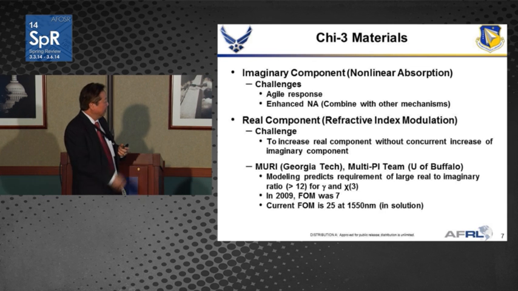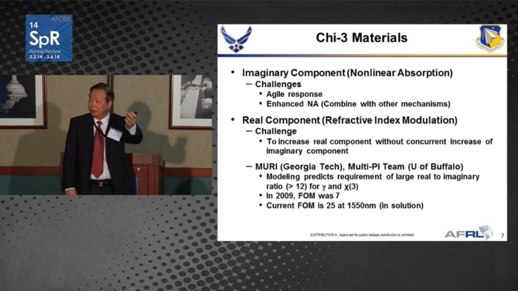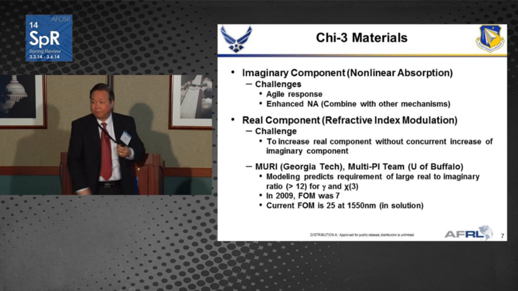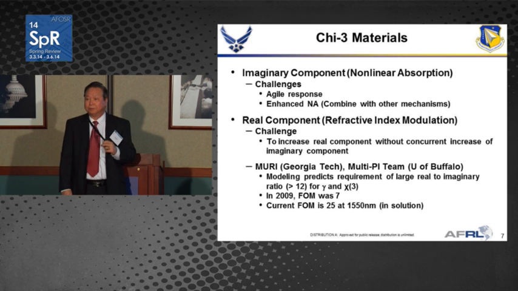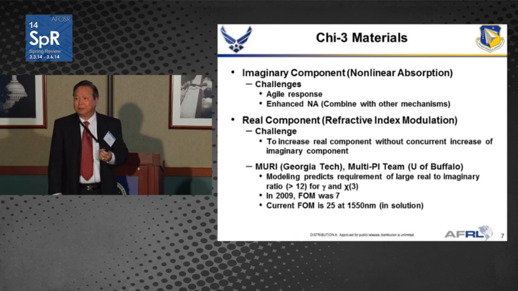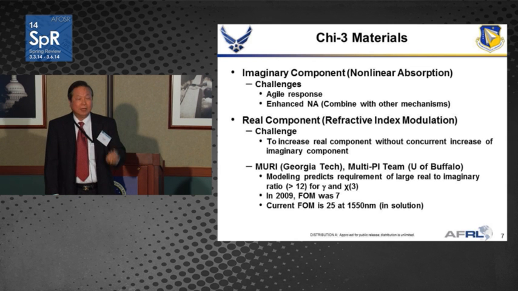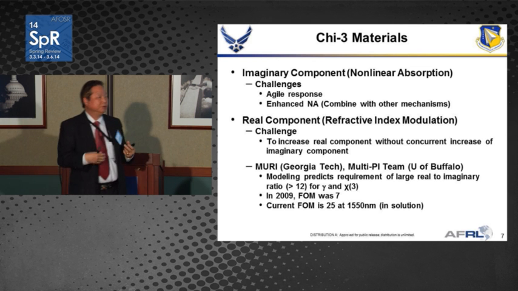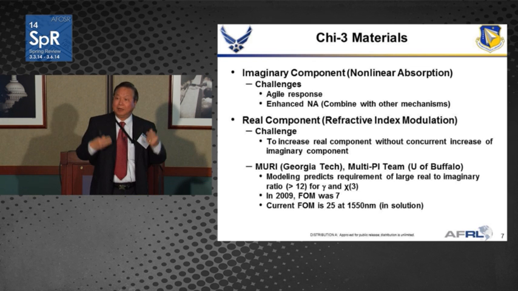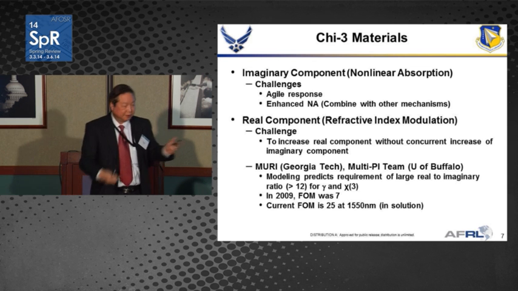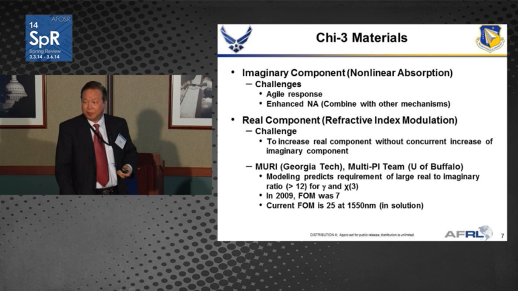And in 2009, the figure of merit at that time, the real component over the imaginary component, was 7. Right now, we can get 25, but that's only in solution. What we need to work on is how to get the 25 in a solid sample. Again, it goes back to how the molecules are packing. So that's why we are also interested in self-assembly of molecules at high concentration level as well as in the solid state. So if we could address that fundamental issue, it will have a lot of impact in many different areas.